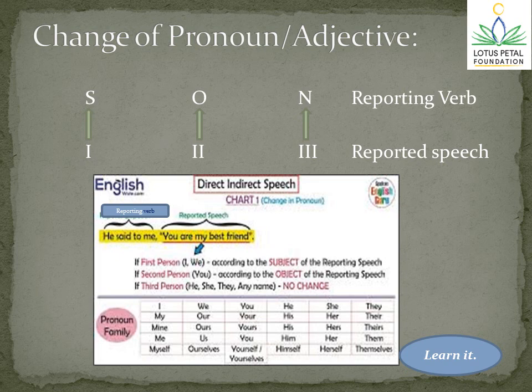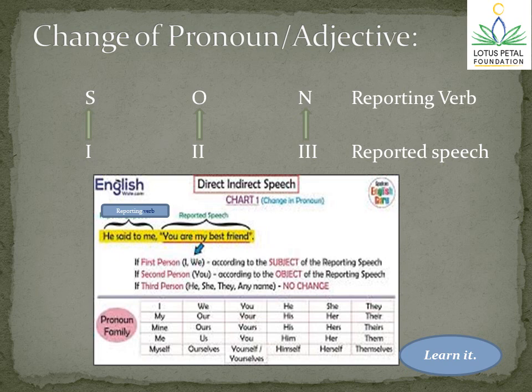Now let's have a look at how we change pronouns and adjectives. For changing pronouns and adjectives, we use the SON approach, S-O-N, where S stands for subject, O stands for object, and N stands for no change. So this is how we have to do it. If the subject of your reported speech is in first person, then it will change according to the subject of the reporting verb.